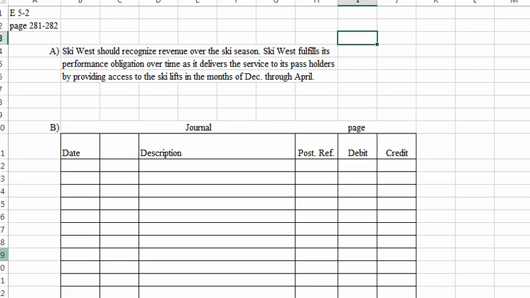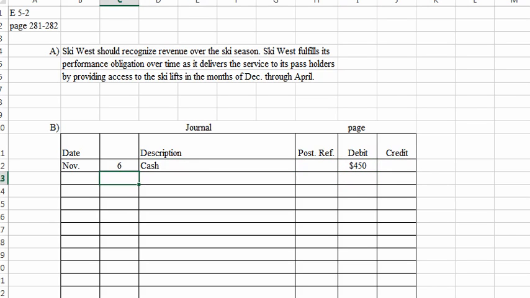Okay, next, on number 2, they say prepare the appropriate journal entries that Ski West would record on November 6th and December 31st. So we'll start, of course, with November 6th. Got kind of a wide column for my date there, but that'll work. Okay, so on November 6th, we now have more cash as the customer, Jake Lawson, paid us. So we'll debit cash to increase its balance, $450.